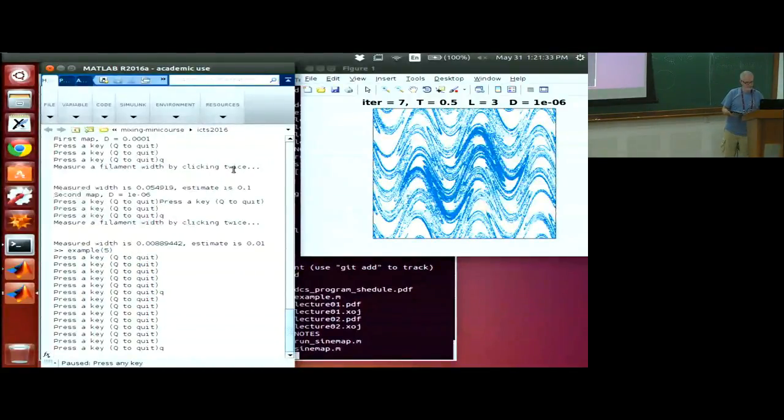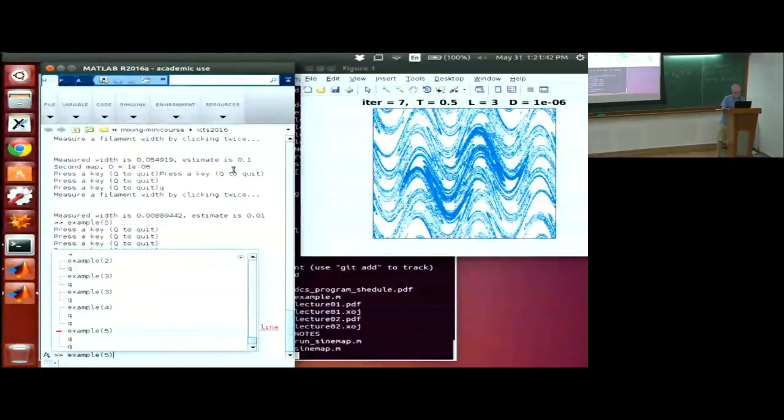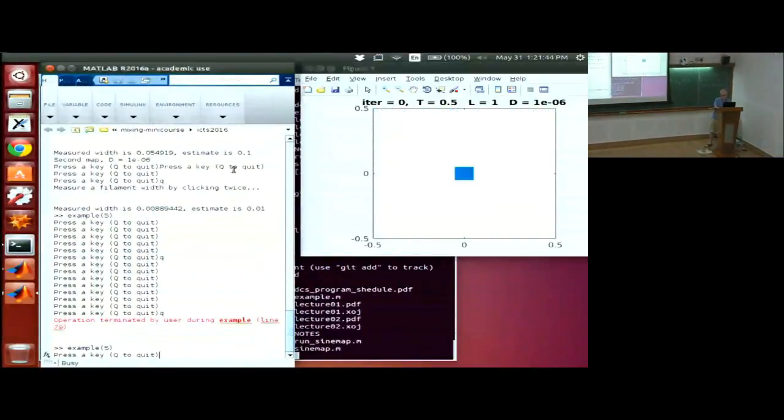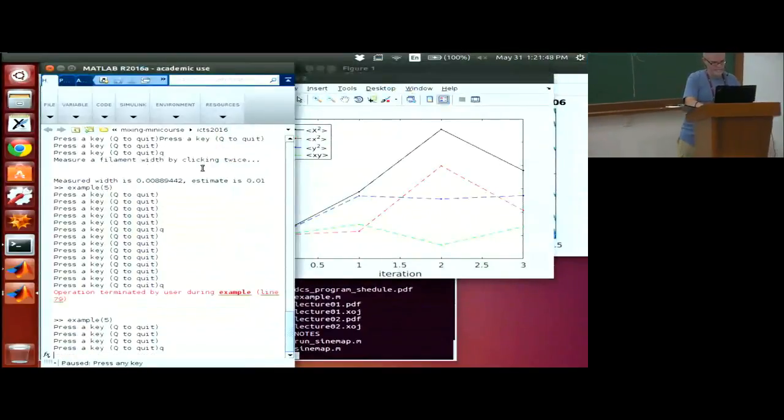Why isn't it showing up? Maybe I shouldn't have closed the window. Let me just start over from the previous one. So that was that one.